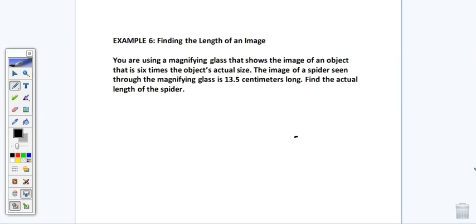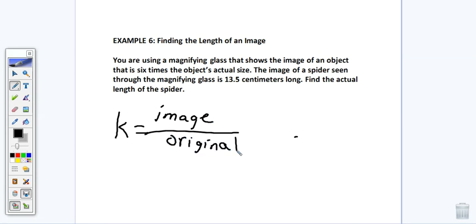Okay, you guys ready? Last one here. It says you are using a magnifying glass, which is going to make things look bigger, that shows the image of an object that is 6 times the actual size. So anytime I use this magnifying glass, it makes whatever you're looking at 6 times bigger. So the scale factor is 6. The image of a spider is 13.5 centimeters. It says find the actual, meaning the original, length of the spider. So if scale factor is equal to image length over original length, the image is 13.5.